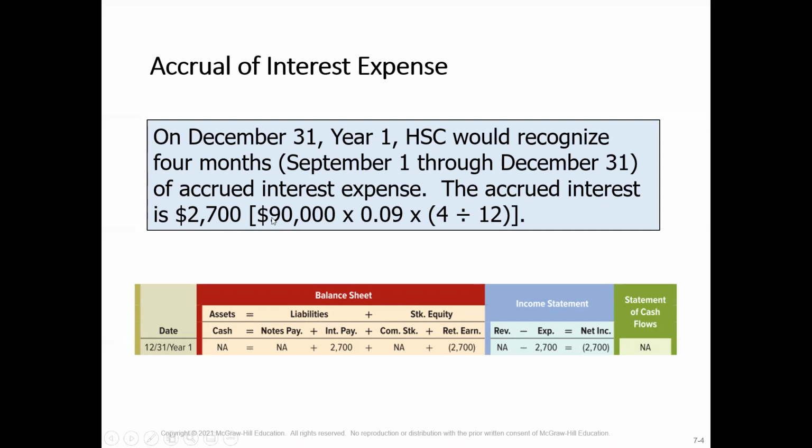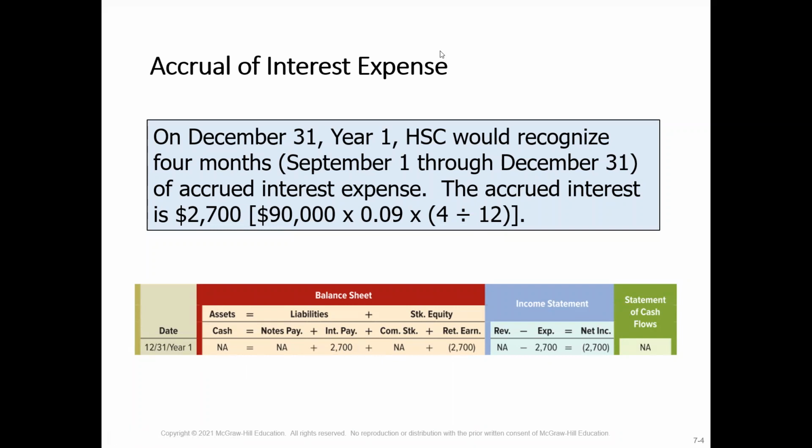So the accrued interest would be principal times rate times time. So $90,000 principal times 9% interest rate times 4 months out of 12. So we would have had September 1st through December 1st to accrue. So all of September, all of October, all of November, all of December, which is 4 months. And multiplied out, that figure is $2,700.